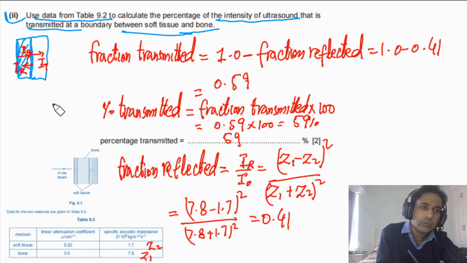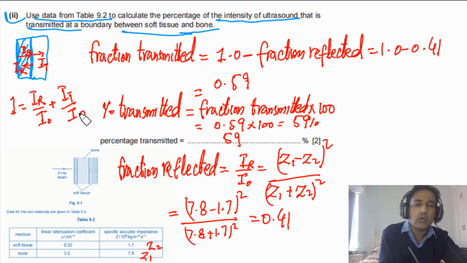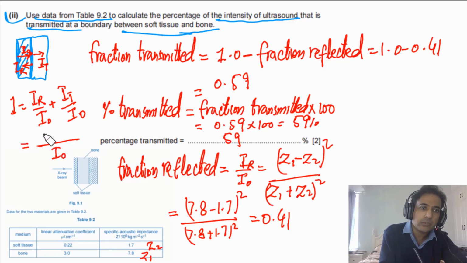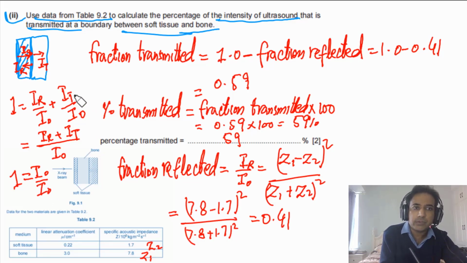One more thing you need to understand, for better understanding: 1 is equal to I_R over I naught plus I_T over I naught. If you take the LCM, you get I naught, so I_R plus I_T is also equal to I naught. So the incident intensity is equal to I_R plus I_T.